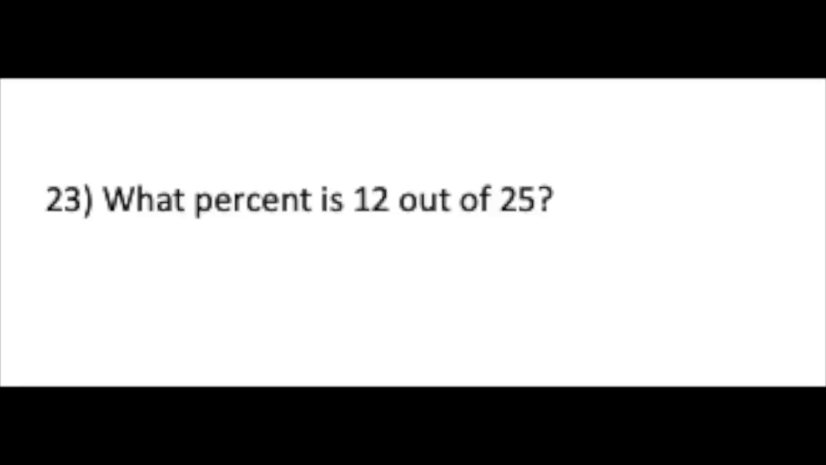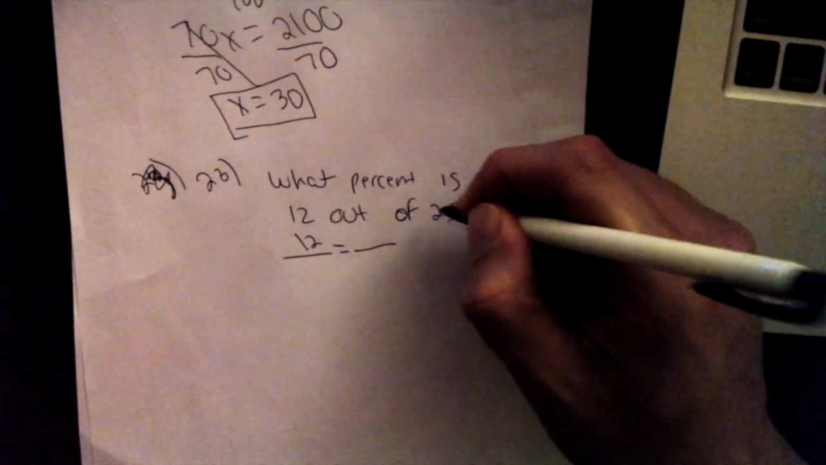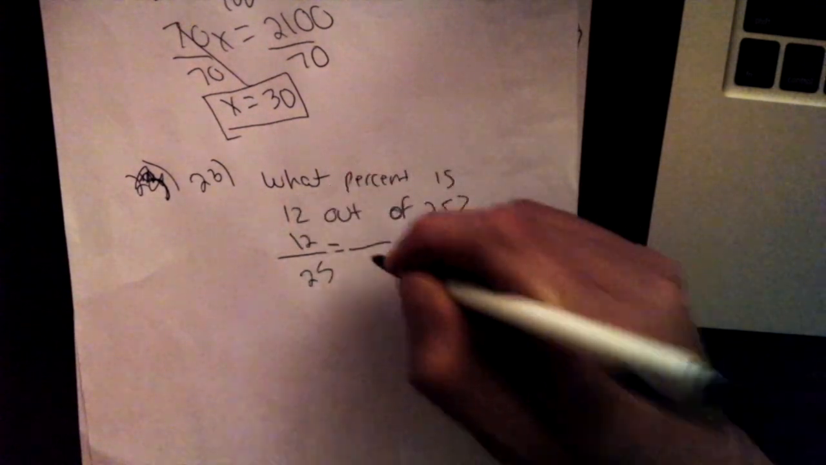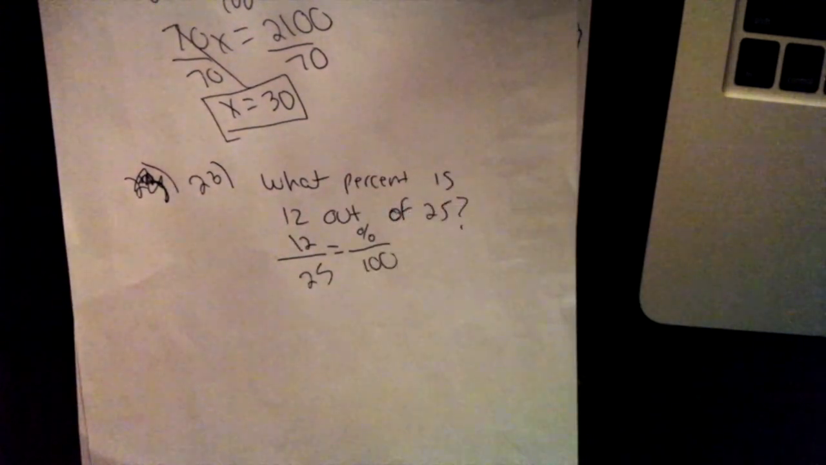Next question. 23. What percent is 12 out of 25? So let's fill in our blanks. It says is over of, so the is would be 12 and the of 25. And we're missing our percent, the keyword is what, over 100. There we go.